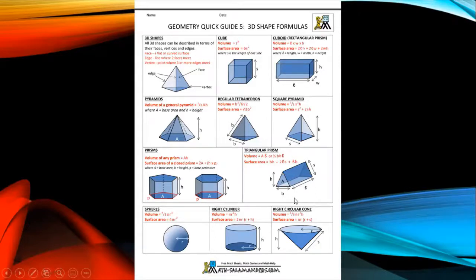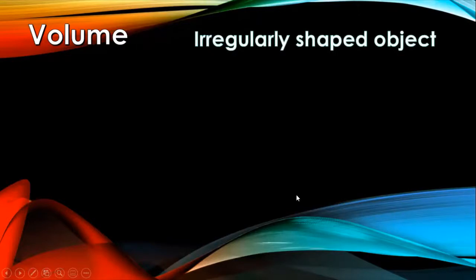No problem. Okay, ladies and gentlemen, now we're going to look at the volume of an irregularly shaped object. How do I determine the volume of a shape that is not a circle or a sphere or a triangle or a rectangle? How do I work out its volume?